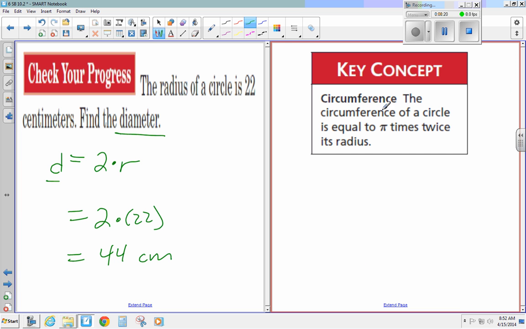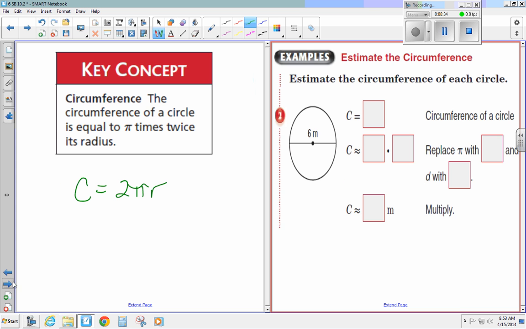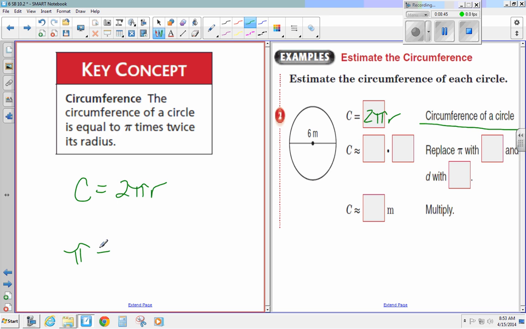All right, so circumference. The circumference of a circle is equal to pi times twice its radius. So that means 2 pi r. I also told you that pi is approximately 3.14. So replace pi with 3.14 and d with 6.